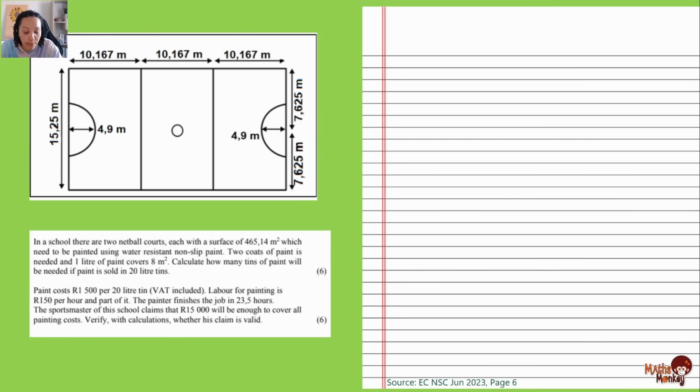Okay, so let's read this one now. Here we've got a netball court and it says, in a school there are 2 netball courts, each with a surface area of 465.14 meters squared, which needs to be painted using water-resistant non-slip paint. 2 coats of paint is needed, and 1 liter of paint covers 8 meters squared. Calculate how many tins of paint will be needed if paint is sold in 20-liter tins.